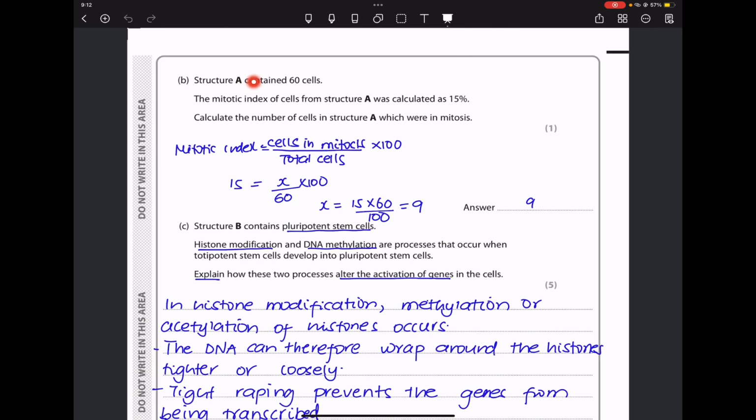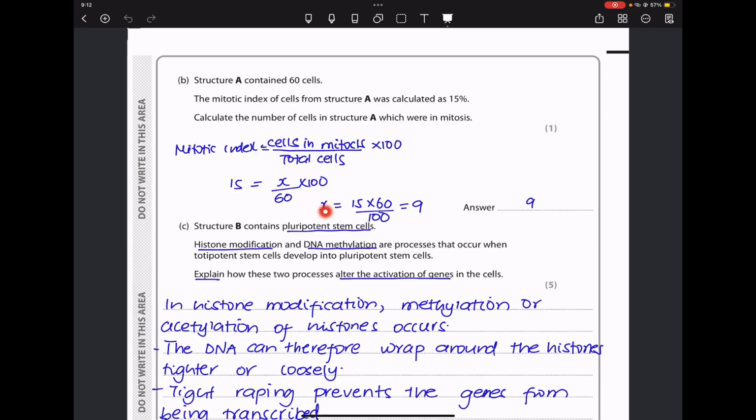Next, they say structure A contains 60 cells. The mitotic index of cells from structure A was calculated as 15%. Calculate the number of cells in structure A which are in mitosis. So mitotic index is cells in mitosis divided by total cells times 100. I multiplied by 100 because this was given as a percentage. And that means 15% is going to equal the cells in mitosis, I call that X, divided by the total cells, which they've given us as 60, times 100.